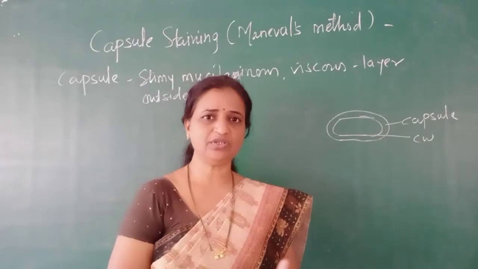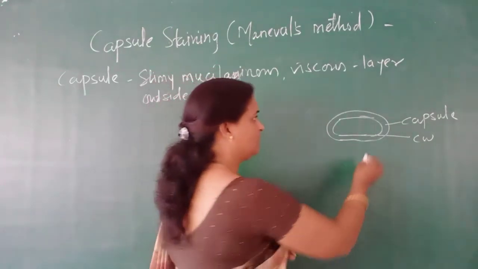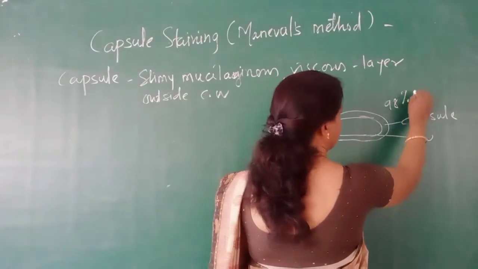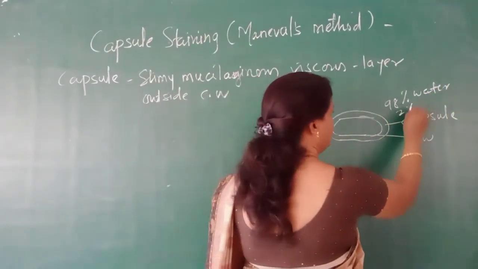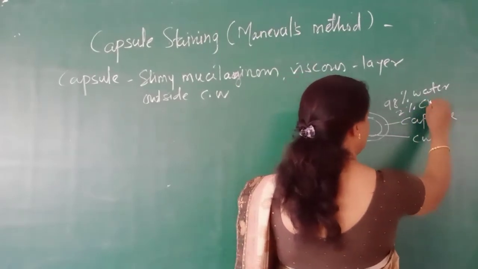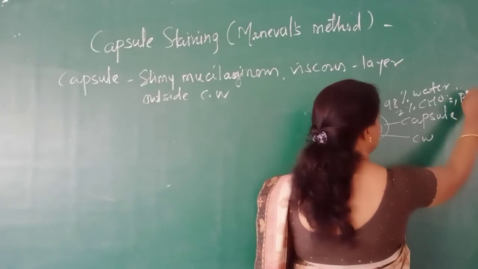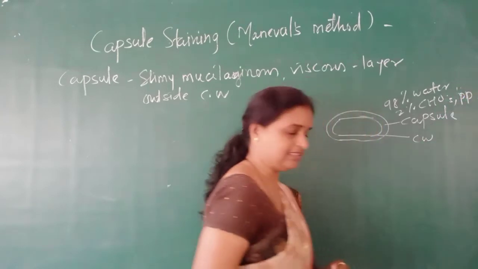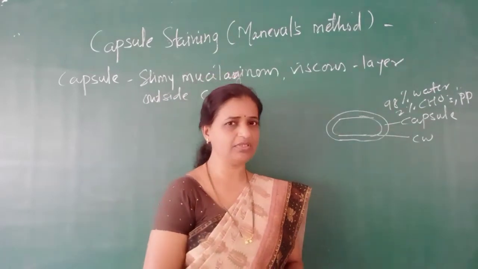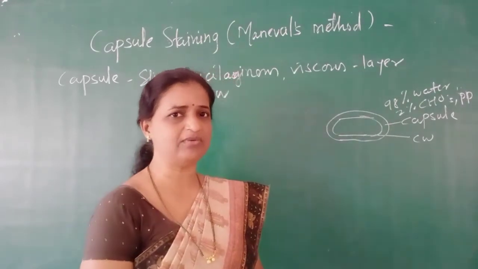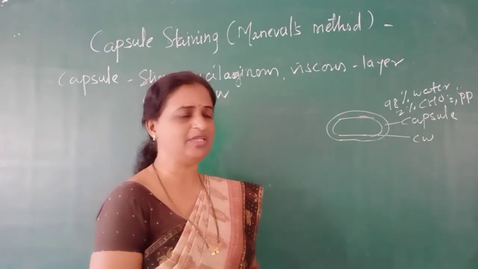Now what is the nature of a capsule? Capsules are made up of 98% water. They consist of a large amount of water with only 2% carbohydrates, or in some cases polypeptides are also present. So capsules are made up of 98% water, and only 2% is made up of polysaccharides, and in some cases there is presence of polypeptides.